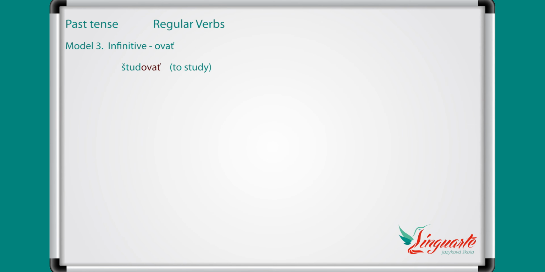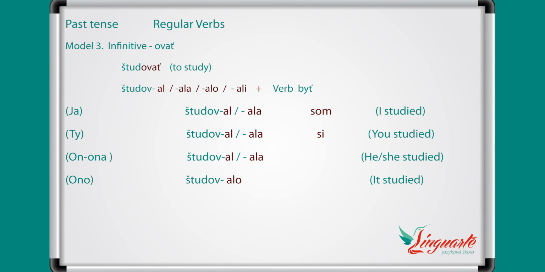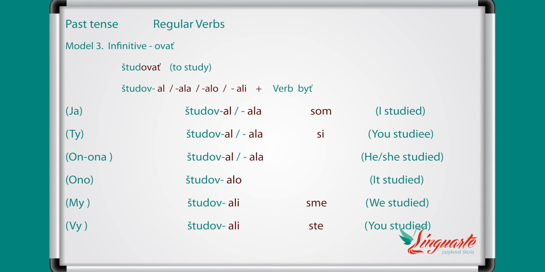This follows the model of pozerať. So we drop the ending ať of the verb and add the same endings for the first type of verbs: al, ala, alo, ali. Študoval som for masculine, študovala som for feminine, I studied. Študoval, študovala si, you studied. Študoval, študovala, he or she studied. Študovalo, it studied for neutral gender. Študovali sme, we studied. Študovali ste, you studied as plural. Študovali, they studied.